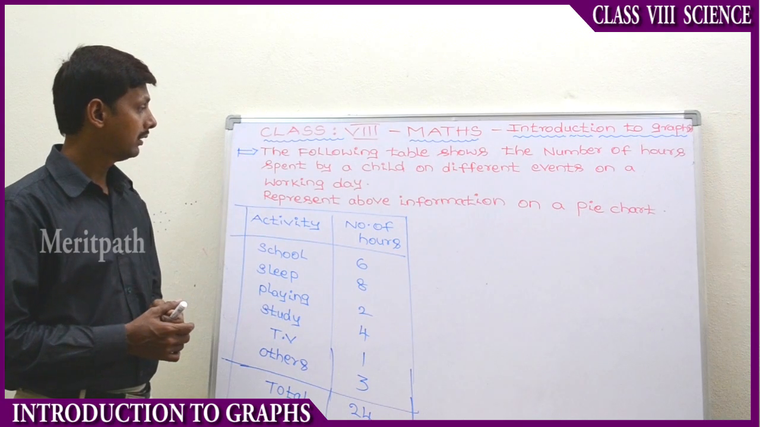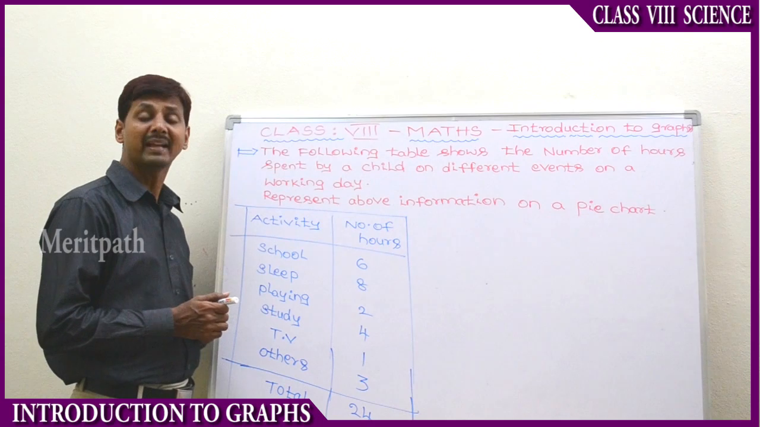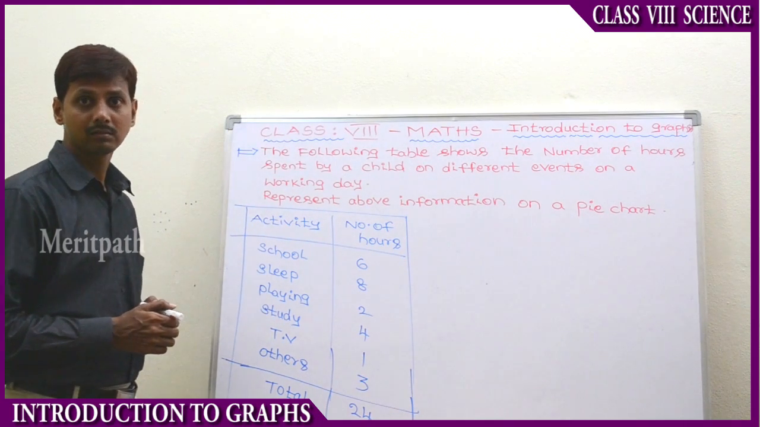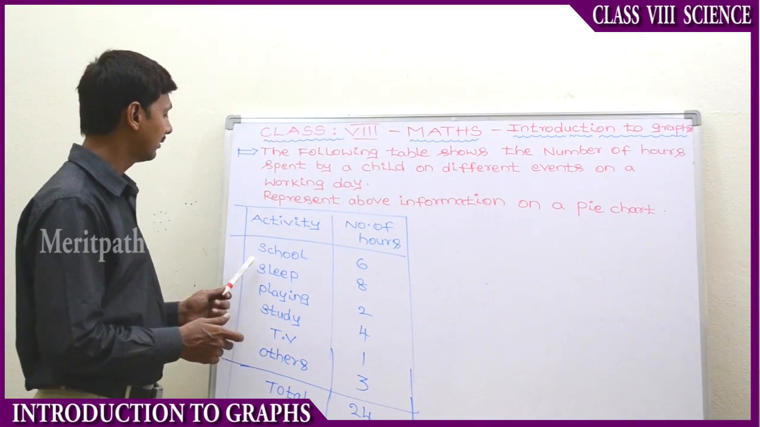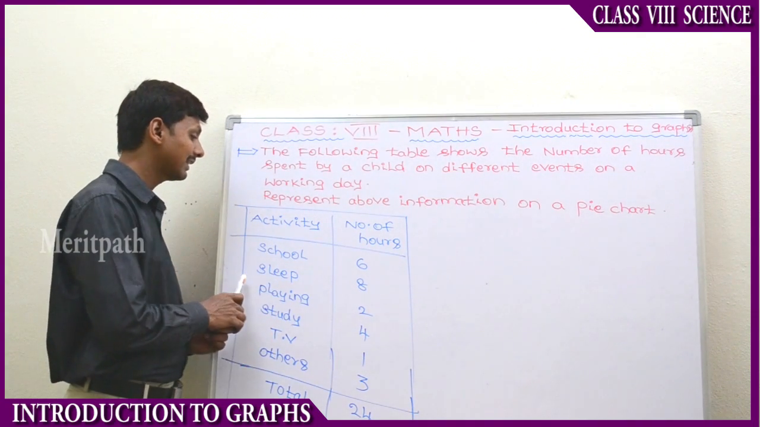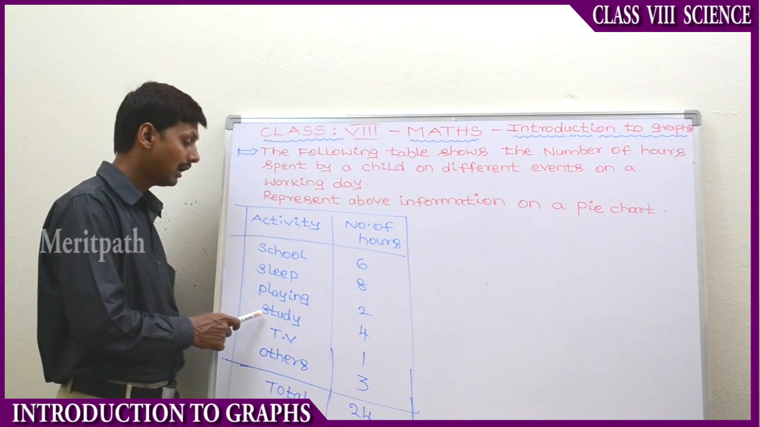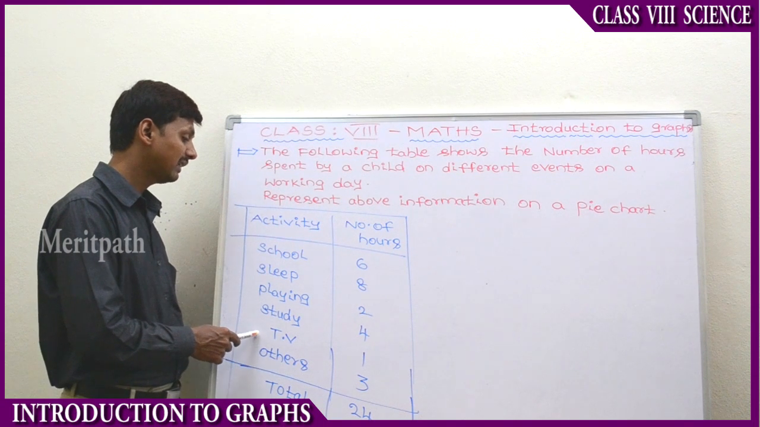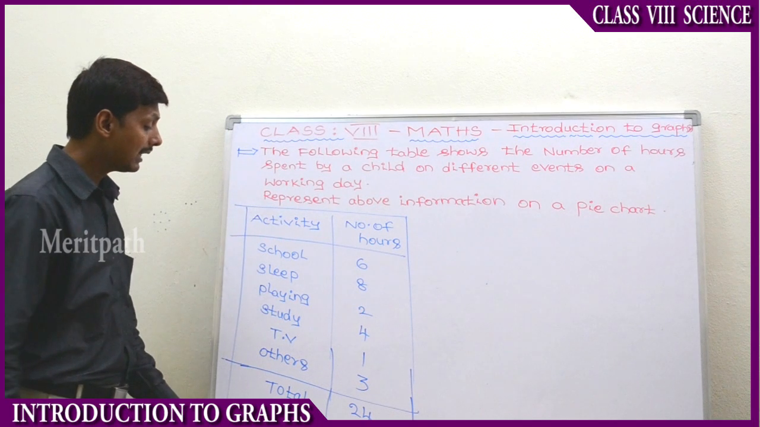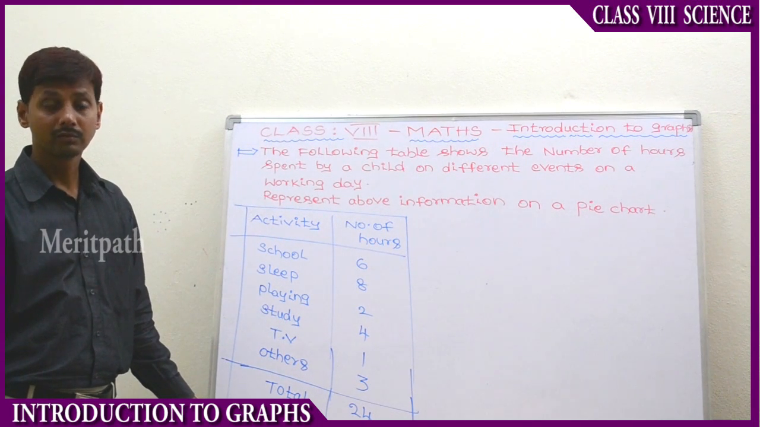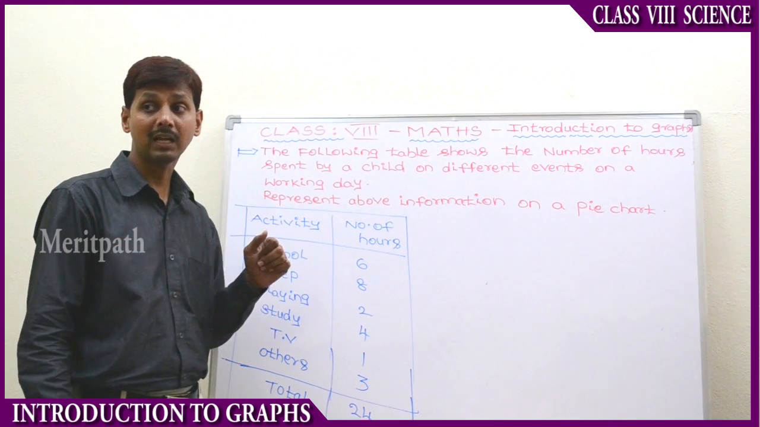Here the information is given. The child is spending his hours on different activities: in school 6 hours, sleeping 8 hours, playing 2 hours, studying 4 hours, watching TV 1 hour, and others 3 hours, so in total 24 hours. We need to represent this information on a pie chart.